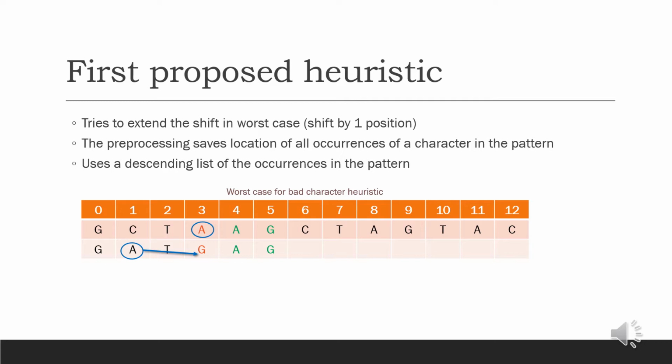a longer shift. In this example, the bad character heuristic would move only by 1 position to the right, because the rightmost occurrence of A in the pattern is to the right of the mismatched A in the text. But our heuristic knows that A exists left of the mismatched character in the pattern, so we can move by 2 positions and we can skip 1 unnecessary alignment.